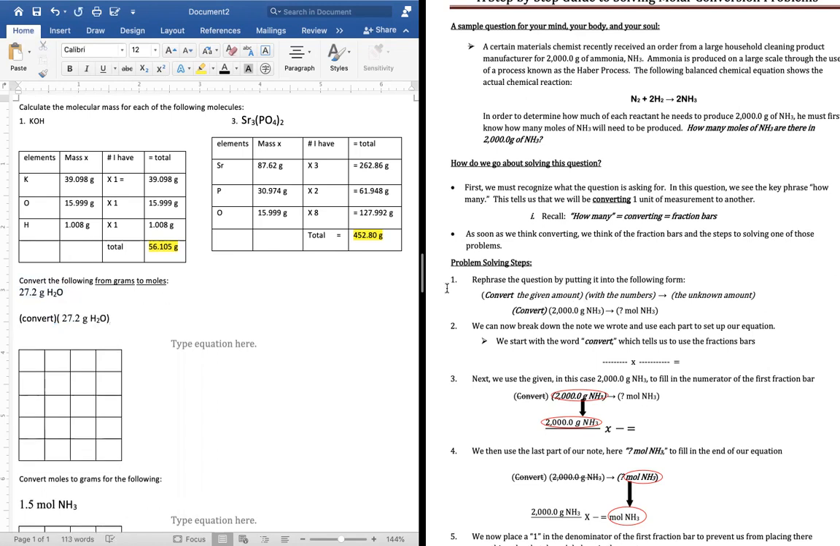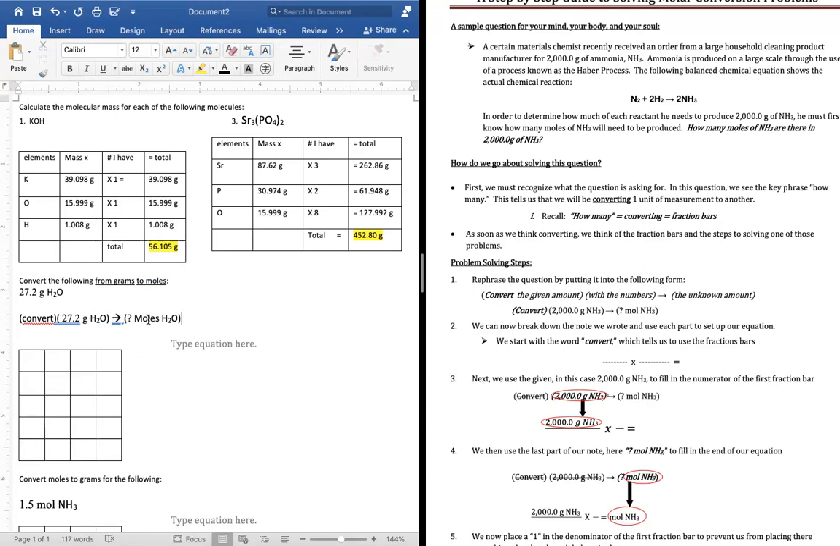There we go. And then the last fraction bar is, I need to turn this into my unknown value. What unit is it trying to get me to turn it into? If I look at the question here, I want to go from grams to moles. So I have an unknown number of moles of H2O. I don't want to know grams of H2O. I want to know how many moles of H2O I have. So if I have 27.2 grams of H2O, how many moles is that equal to?